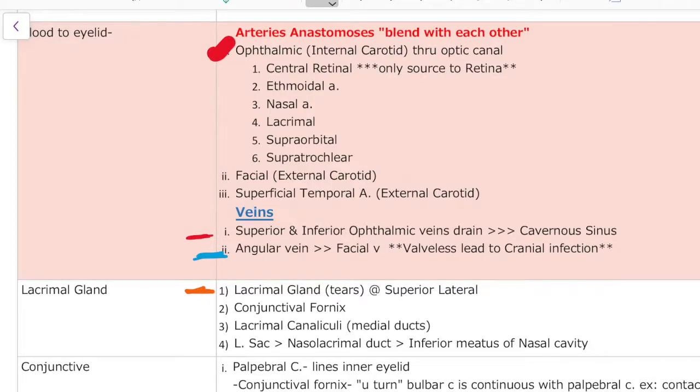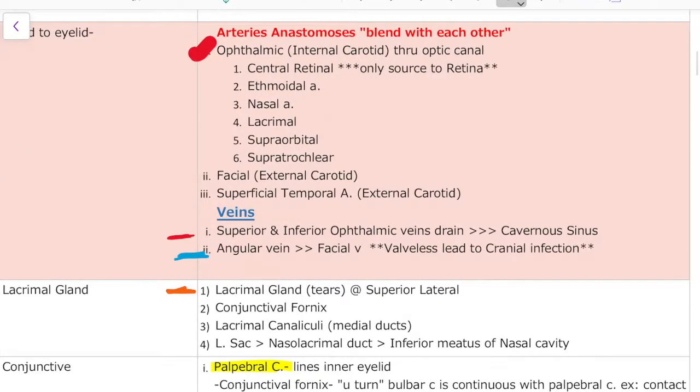And then we have the conjunctiva, which is just the layers of the eyelid. So we have an inner layer, which is palpebral, and an outer layer, which covers the lens, the bulbar. In between those, you have a U-turn, and that is called the conjunctival fornix. It's a U-turn where the palpebral is continuous with the bulbar, and that is the location of contact lenses. So when you put a contact lens in, that's where it will sit.